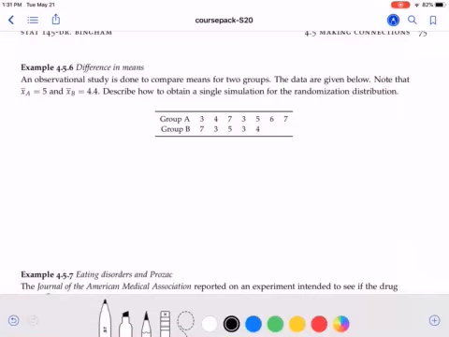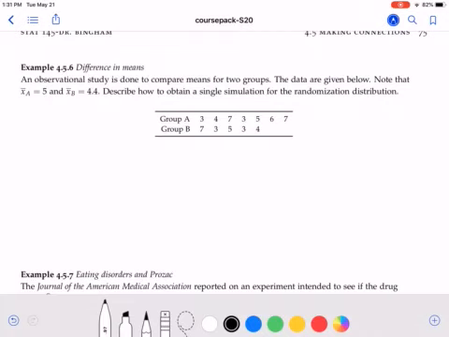In this example, we are just going to be looking at how we get a single simulation for the randomization distribution where we're looking at a difference in means from our observational study. And so we have two groups, group A, group B, two small data sets. For these two groups, we have a mean of 5 and 4.4 in our sample. So what we're going to be talking about is when we press the button in StatKey where we say we want 1,000 randomizations, where does one of those dots come from?